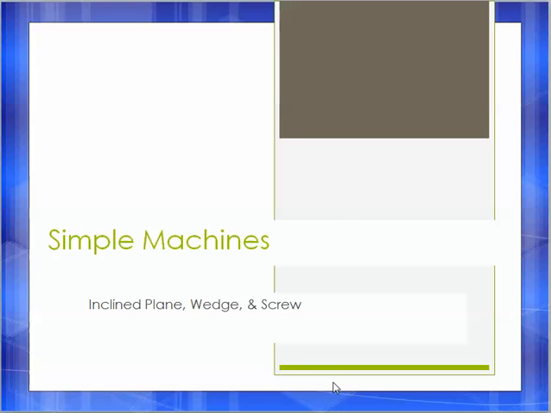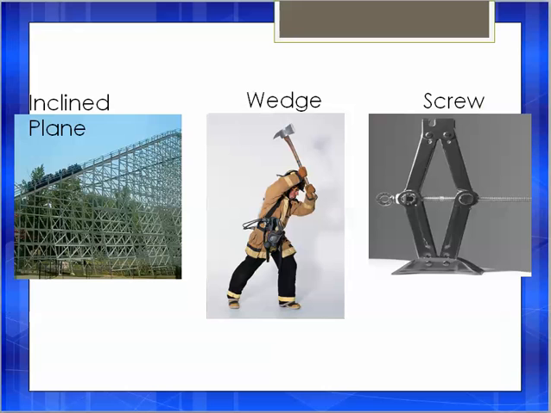We're going to be doing day 4 notes today over simple machines, specifically the inclined plane, wedge, and the screw. These are the ones that we'll be talking about.